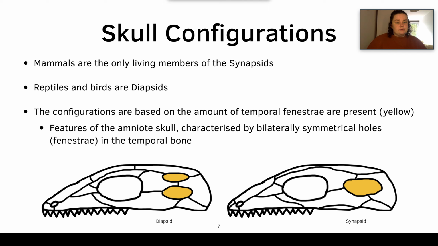So, for example, tortoises, they don't have any temporal fenestrae. And so for a while they were thought to be on their own, like a little clade, but it turns out that they just secondarily lost the diapsid configuration.